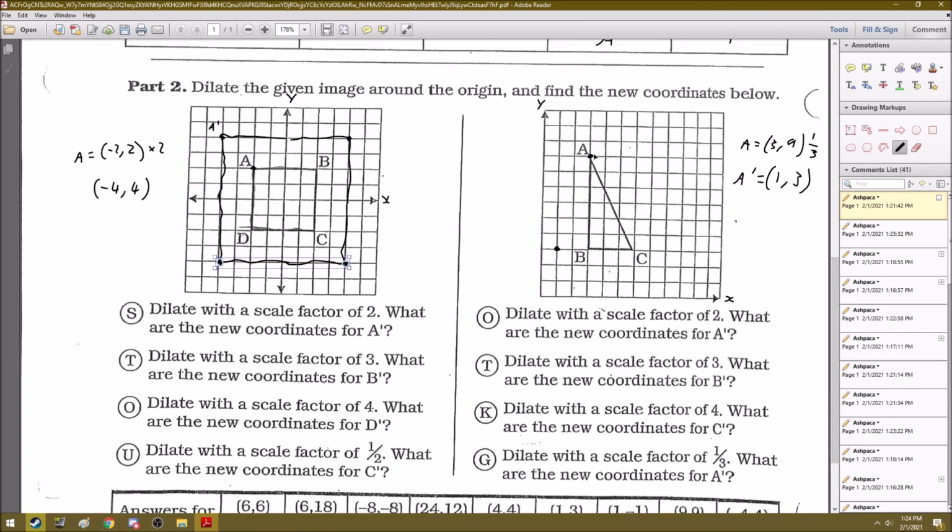And if you were to do the rest of the points, B is at 3, 3, so it's going to go down to 1, 1. And C is at 6, 3, so it's going to go down to 2, 1. So if you were to do all 3 of the points, you'd end up with this tiny little triangle down here. But you do only need to do A to find the solution.